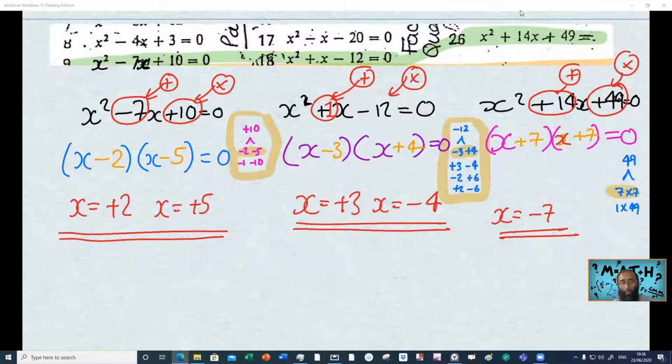Not the numbers that you gave me earlier. -3 add 4 gives you +1, which is what we want. And -3 multiplied by +4 gives you -12. So the solution will be x equals +3, -4.